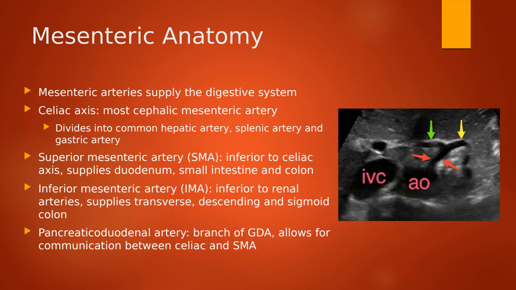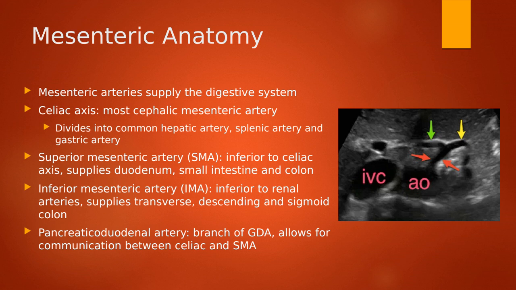How can we evaluate this? Again, this is kind of like an anatomy recap here. Our mesenteric arteries, like we said, supply our digestive system. Our celiac axis is going to be considered a mesenteric artery. It's the most proximal, I guess we could say, artery out of the system. So it's the most cephalic, located closest towards the patient's head. It's going to divide into that hepatic artery, splenic artery, and gastric artery.